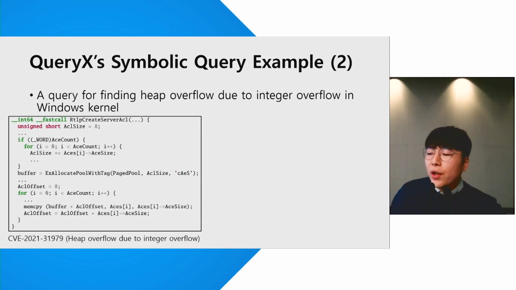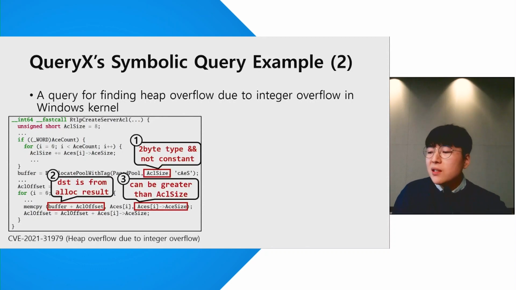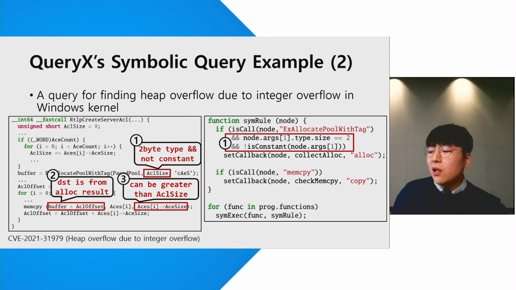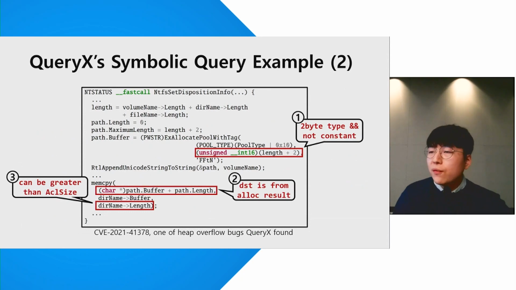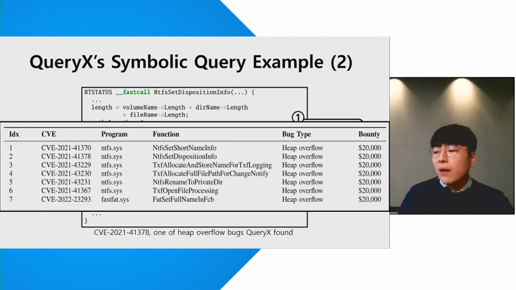And now let's write a query for a heap overflow due to integer overflow in the allocation size, which was found in Windows Kernel. This is a special case of a heap overflow, where the allocation size is a 2-byte type and not constant. So we can easily implement a query based on the previous query by adding checks for whether the allocation size is a 2-byte type and whether it is constant. As a result, we could find a heap overflow bug as we describe in the query. And in total, we found 7 new heap overflow bugs in Windows Kernel.